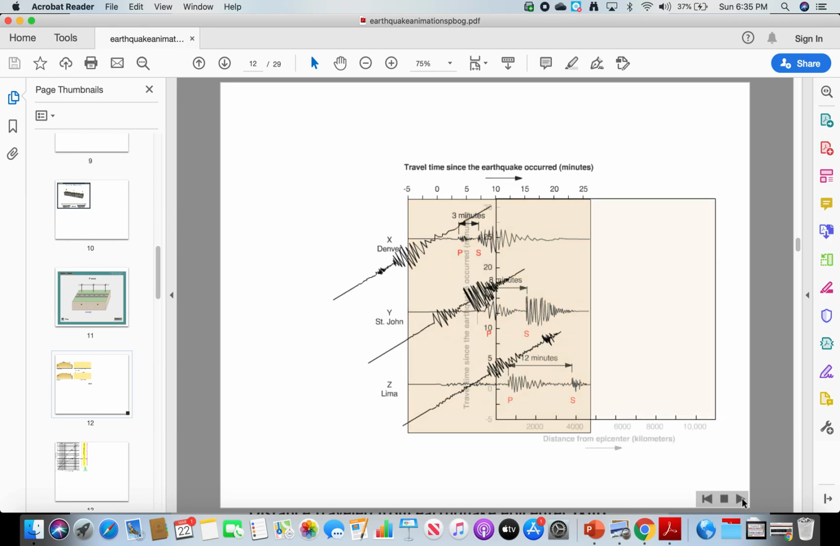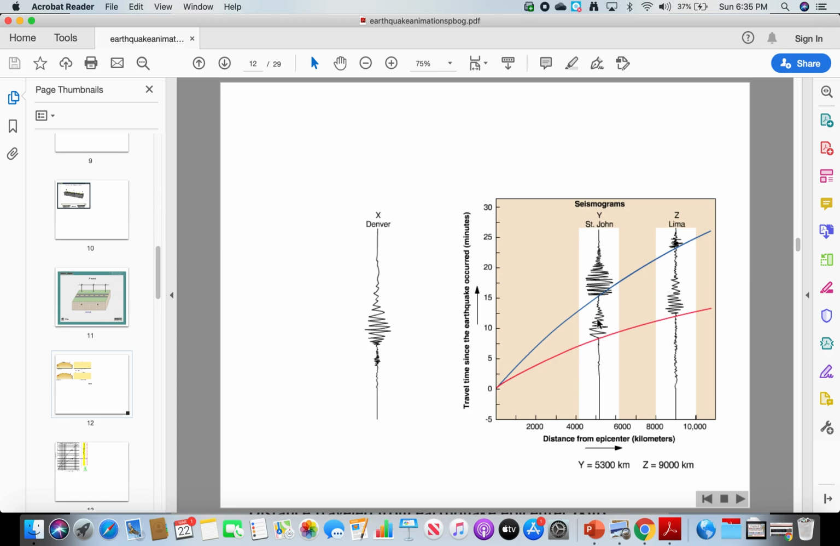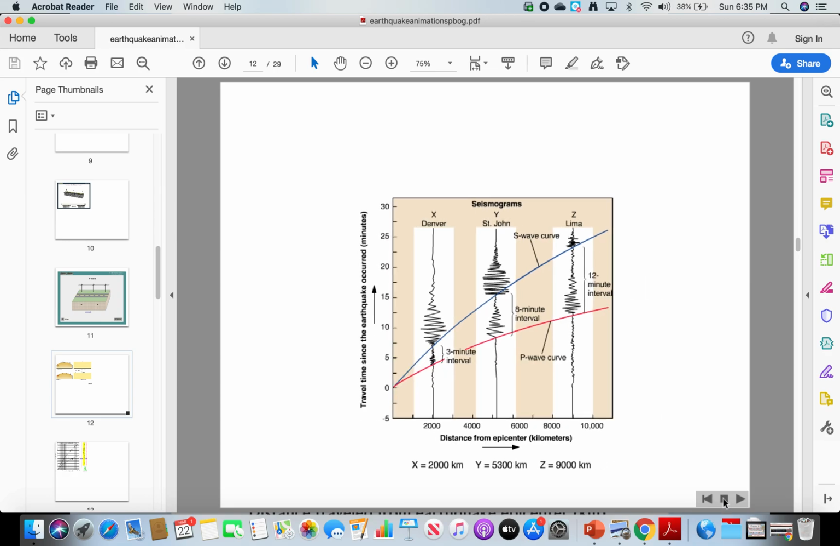All right. Now, what we do is we take the lag times and we plot them using our green sheet method on the P and S graph in the ESRT. And by doing that, if there's a 3-minute lag, we know that the station at Denver is 2,000 kilometers from the epicenter. With an 8-minute lag, you're 5,300 kilometers from the epicenter. And with a 12-minute lag, you're 9,000 kilometers from the epicenter. So what, Ms. O'Gorman? So we know the distances from the epicenter. How does that help us? That's the part we haven't done yet, and that's what we're getting to.